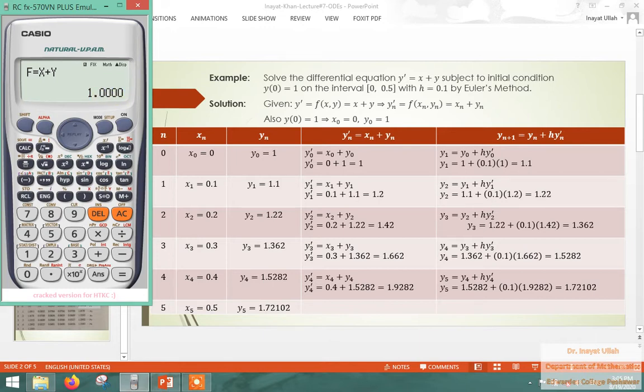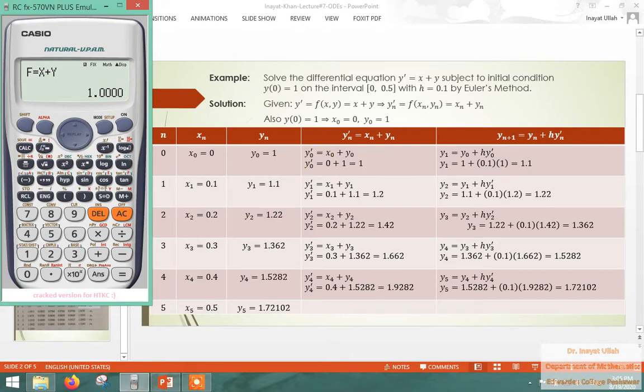That's why this answer is up to 4 decimal places, because we have fixed this calculator to calculate the values up to 4 decimal places. How could we fix a calculator up to a certain decimal places? I will show you this command in this calculator at the last of this video. So anyways, f is equal to 1.